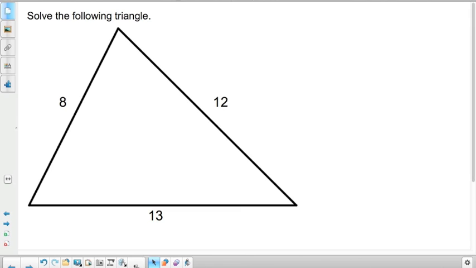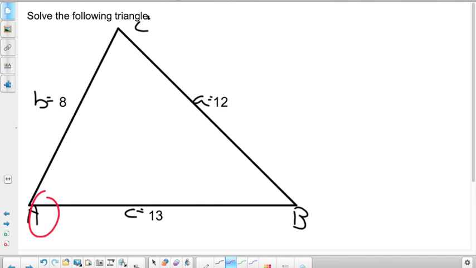So let's start off. First thing I want to do is label my triangle. So A, B, C. So that makes this B, this makes this C, and this makes this A. So which angle do we want to solve for first? Okay, someone choose one. A. We'll start with A, go alphabetical, right?